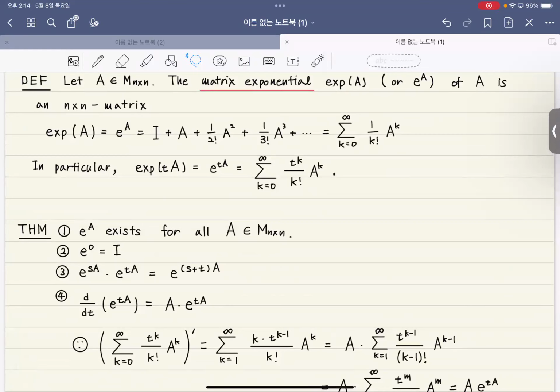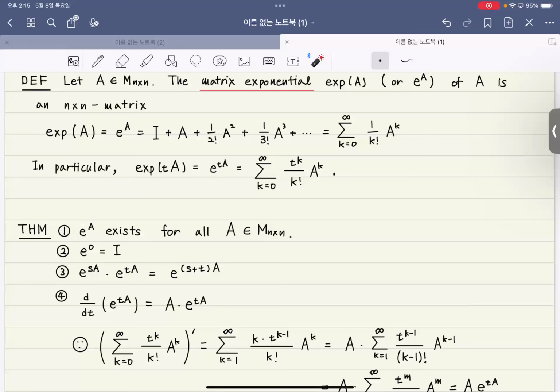This theorem consists of 4 different statements. Statement number 1 is that the matrix exponential e to the A always exists for every n by n matrix A. So no matter which matrix A you choose, if you plug it into this formula, it is guaranteed that every entry of this n by n matrix converges. Therefore, it always exists.